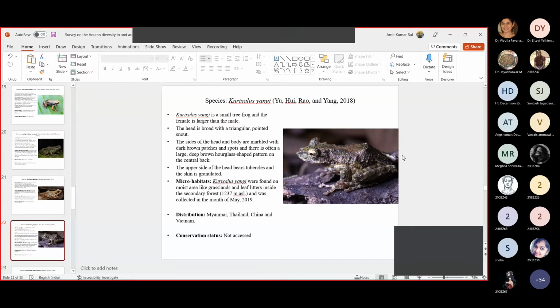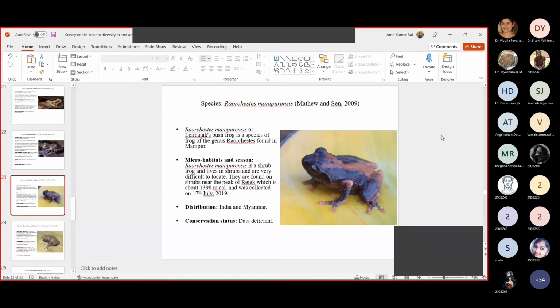Next, we have the Kurixalus yangi. It is a small tree frog, and the female is larger than the male. The head is broad with a triangular pointed snout. They are found mostly on the grasslands and among leaf litters inside the secondary forest.